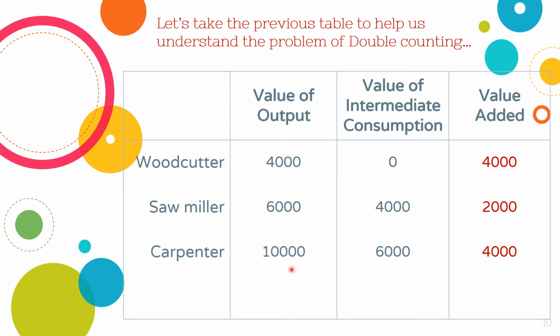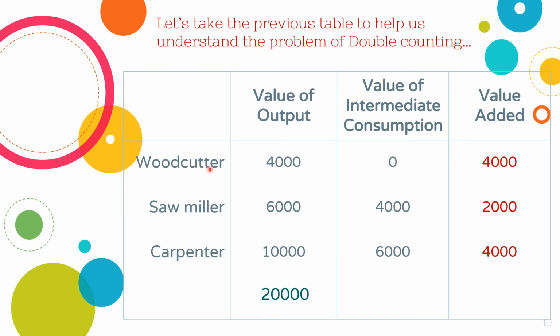We cannot take the value of output and total it up and say that this is the value of the product that is produced at all levels. Why? Simply because it gives us an exaggerated figure of 20,000. In this 20,000, the value of the woodcutter's output is counted more than once. First time it is counted when counting the value of the output of the woodcutter. The second time it is counted while counting 6,000, which includes 4,000.